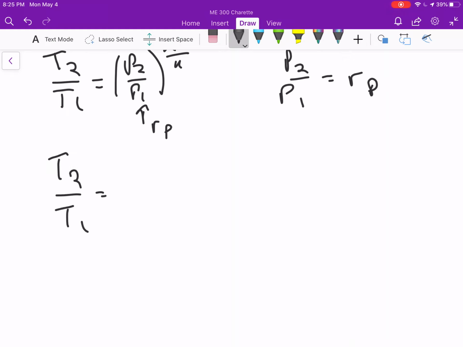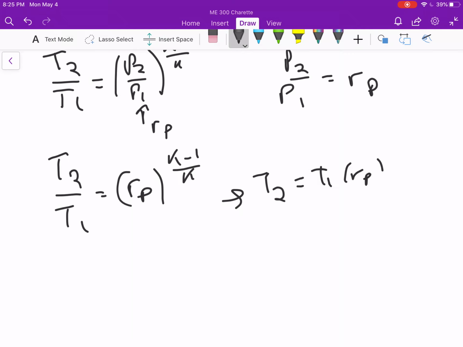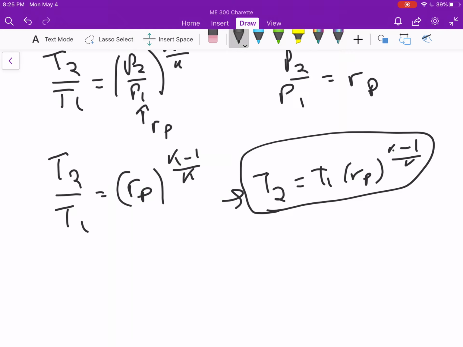So T2 over T1 is going to equal RP raised to K minus 1 all over K. And you can multiply T1 over, and T2 equals T1 times the pressure ratio raised to K minus 1 all over K. Now we already have our first term in terms of T2 to figure out when the compressor and turbine exit temperatures of air are equal.